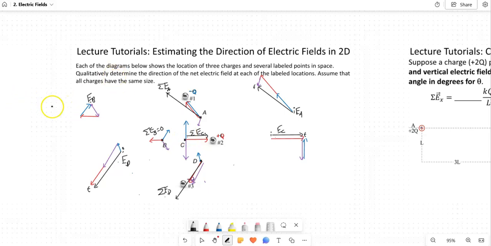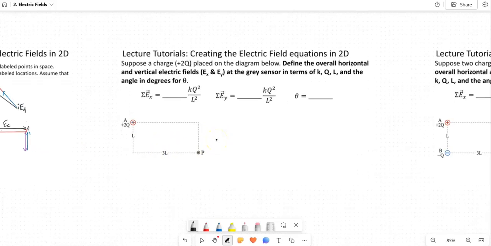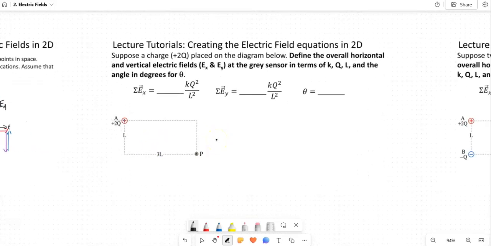All right? Now, for the quantitative part of this, we're going to go ahead and come over to here. So this tutorial should look familiar because we've kind of done it before. But let's go ahead and do this now. So this is 2 dimensions electric field vectors. You have a positive 2q creating an electric field at this point P. That's where our sensor is. Now that positive 2q's electric field is going to be pointed away from it, and that's going to be the electric field due to that positive 2q.